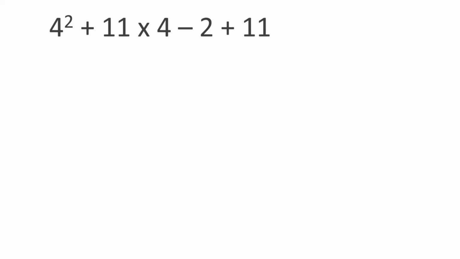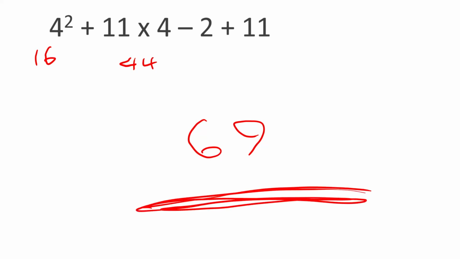And to wrap this up, this is our 35th one that we've looked at. So, no brackets, straight to the orders. 4 squared is 4 times 4, and that's 16. 11 times 4 is 44. Now we just have our addition and subtraction left. 16 plus 44, that takes us to 60. Minus 2, we're down to 58. Let's add 11 on top of that, and we're at 69. Final answer, and we are done.